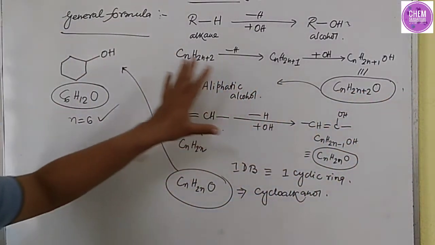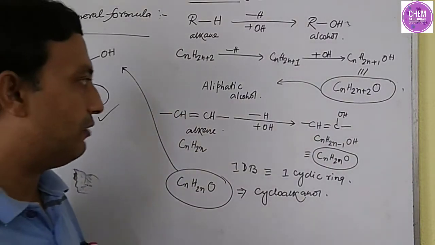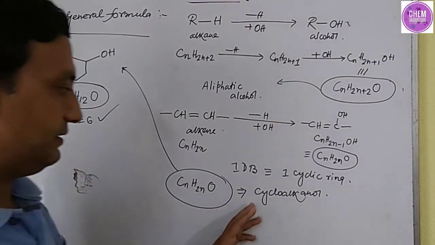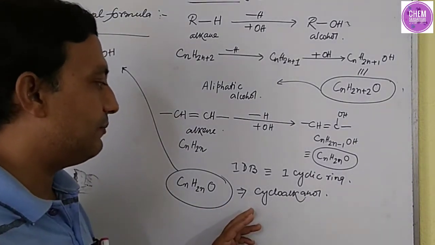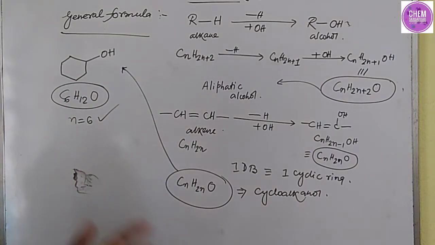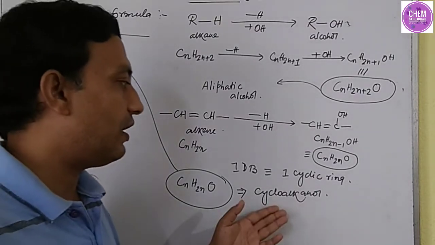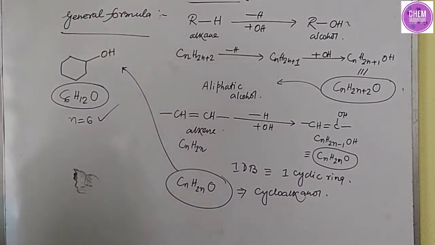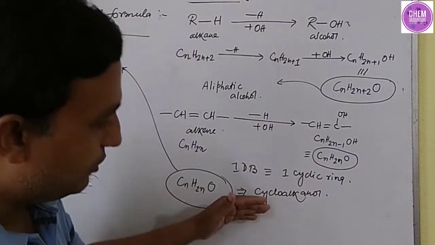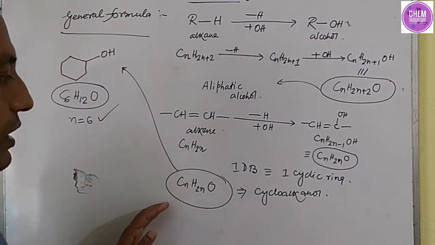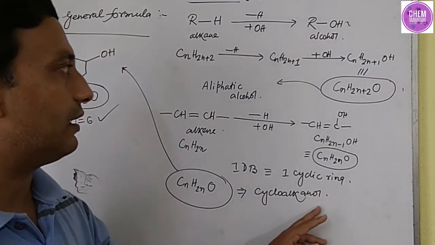That means it's an aliphatic open chain compound. There is no ring. But if one ring is present in the system, that system is either unsaturated, meaning one pi bond is there, or there is one cyclic ring. In such a way we can derive the general formula of cycloalkanol.